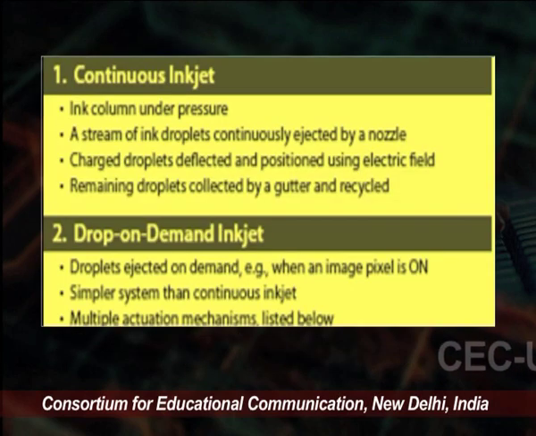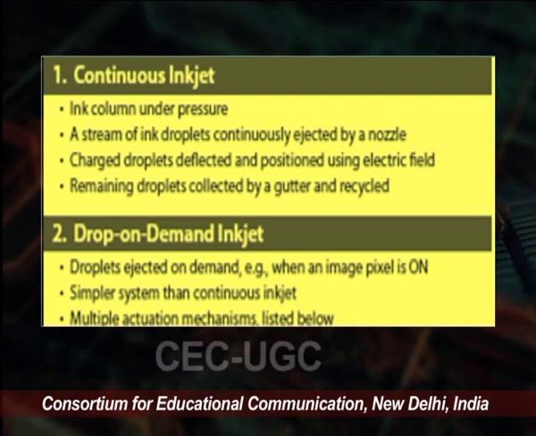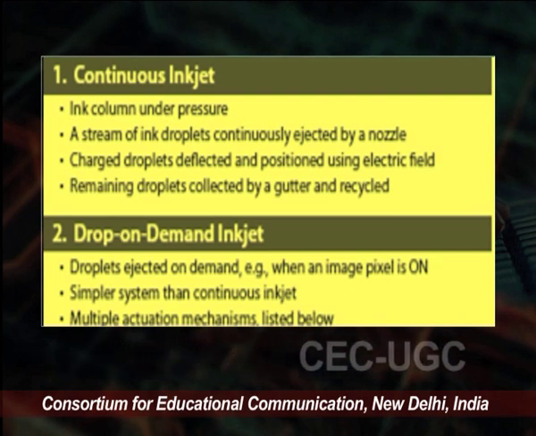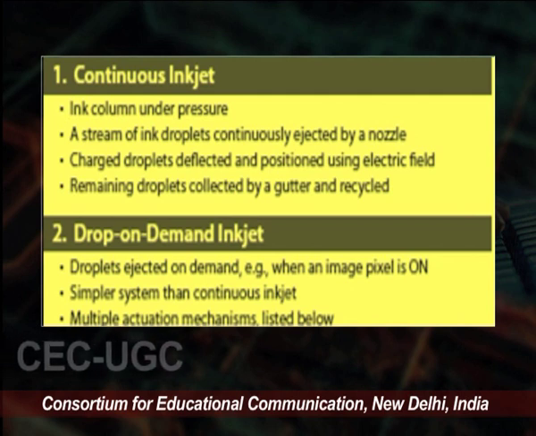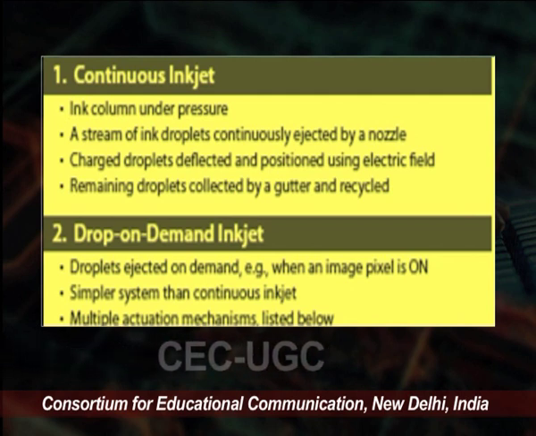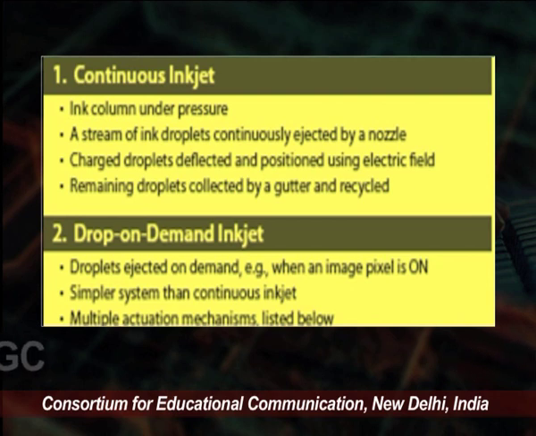So again we can see the key point of continuous inkjet: an ink column under pressure, using thermal or piezoelectric actuation. A stream of ink droplets is continuously ejected by the nozzle, charged droplets are deflected and positioned using an electric field, and the remaining droplets are collected by a gutter and recycled.